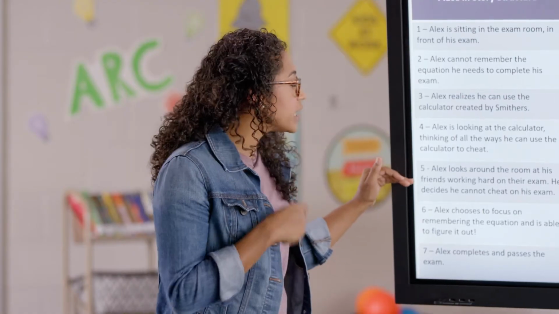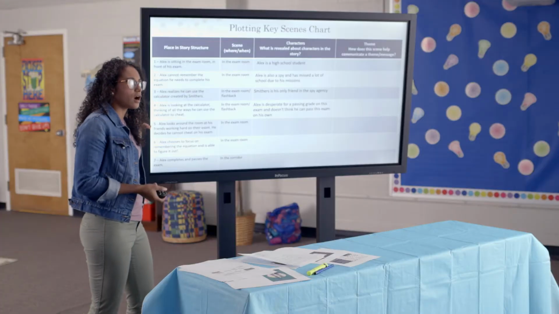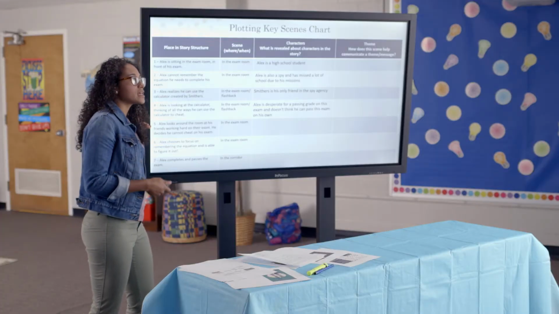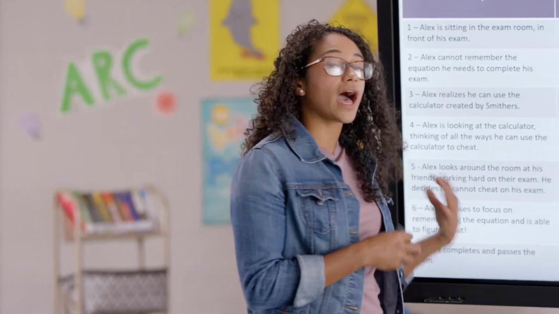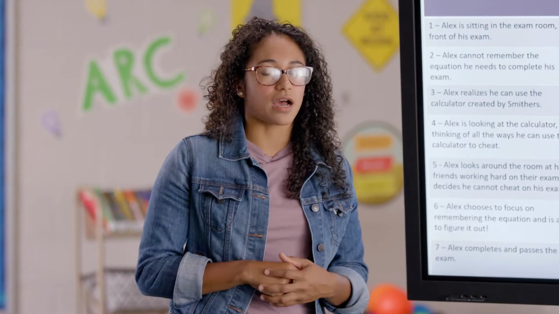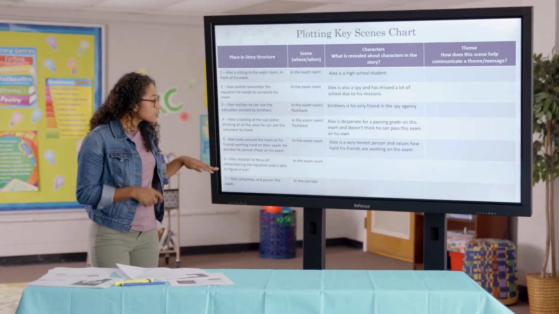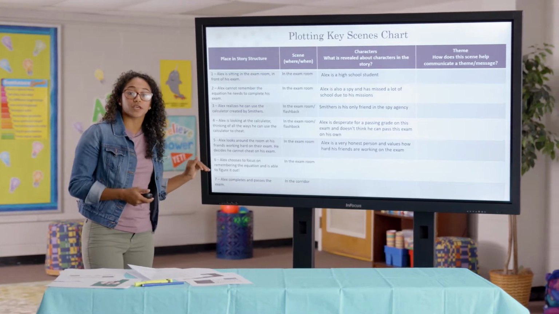But then, when he looks around in the room and is looking at all his friends working really hard, we realize that Alex is a very honest person, and he really values how hard his friends have been working on this exam, and he feels like he should have to work hard too. Then Alex chooses to focus on remembering the equation and is able to figure it out.